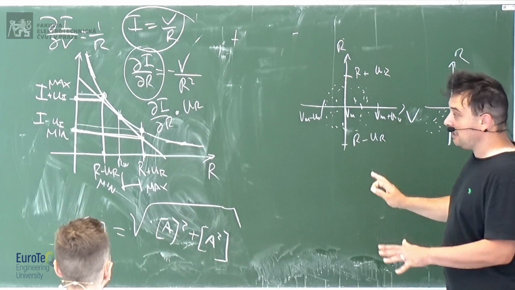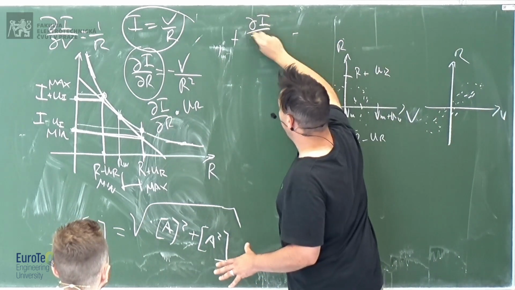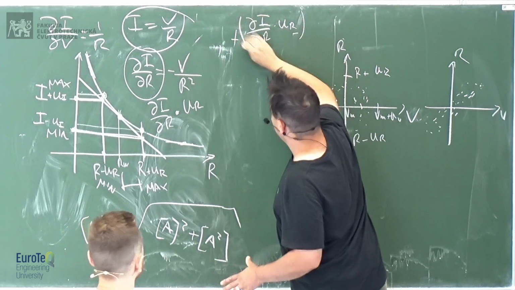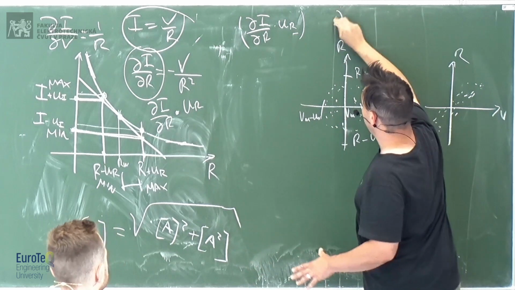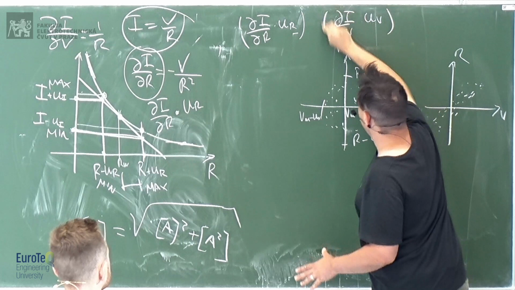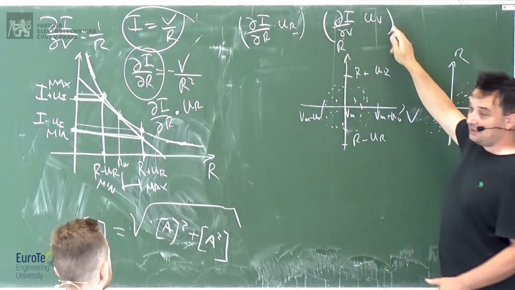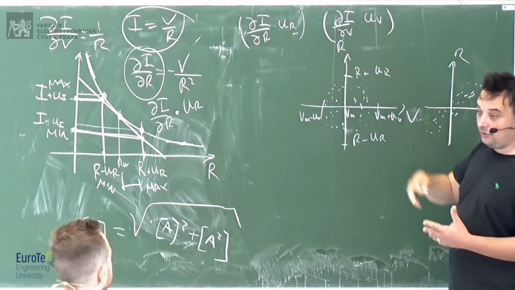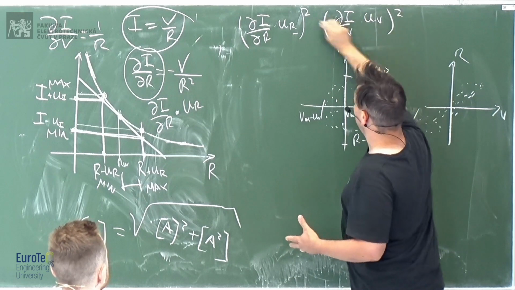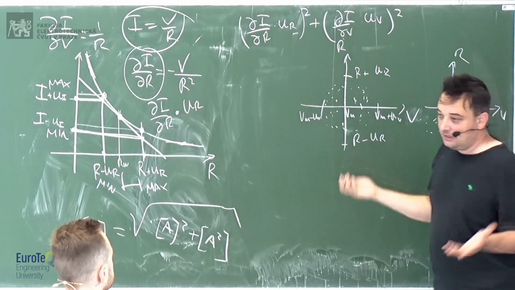So one at a time, okay? You take the partial derivative of I with respect to R, times the uncertainty of R, squared. Then the partial derivative of I with respect to V times the uncertainty of V. And then, if these two sources of uncertainty are not correlated, are independent, you sum them quadratically. Only under that assumption, as long as it is, again, plausible, okay?